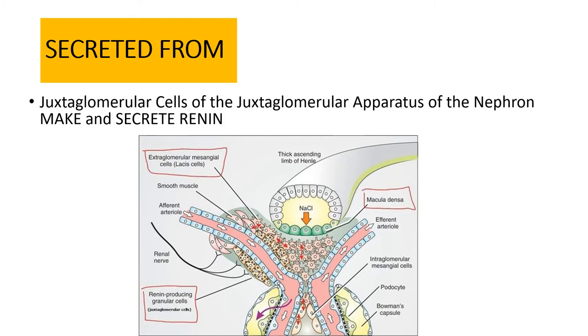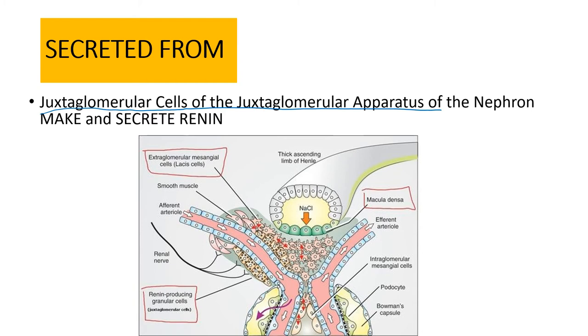So where is this renin secreted from? We talked about the triggers that cause it and the cells within that juxtaglomerular apparatus that are picking up the different conditions. And we keep saying, okay, well, that's going to cause renin to be secreted. But where is renin secreted from? Again, we're still in the juxtaglomerular cells of the juxtaglomerular apparatus of the nephron. They are these cells that make and secrete renin.